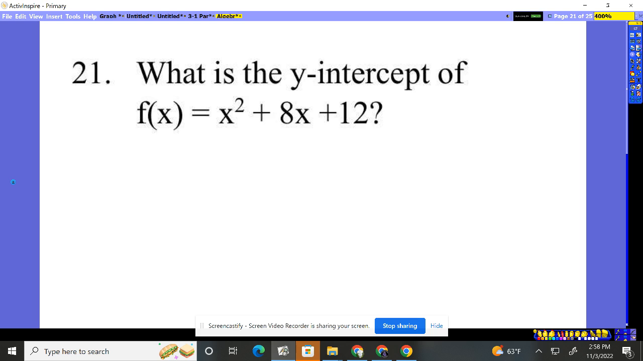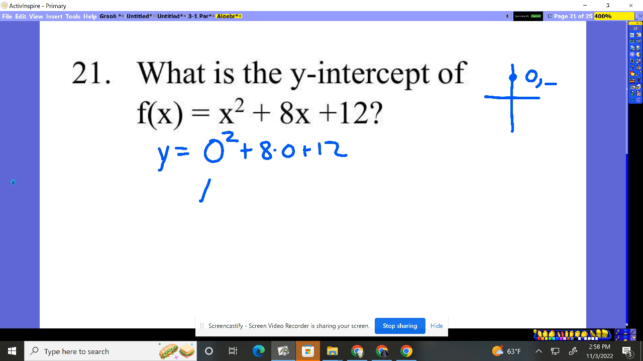I want the y-intercept. If I'm talking where it crosses the y-axis, what I know is the x value will be 0 because you've gone over none. Sorry about that. You've gone over none and up some amount or down some amount. So I set the x to 0. So f of x is y. I set the x to 0. 0 squared plus 8 times 0 plus 12. 0 plus 0 plus 12. Y is 12. And I'm done.